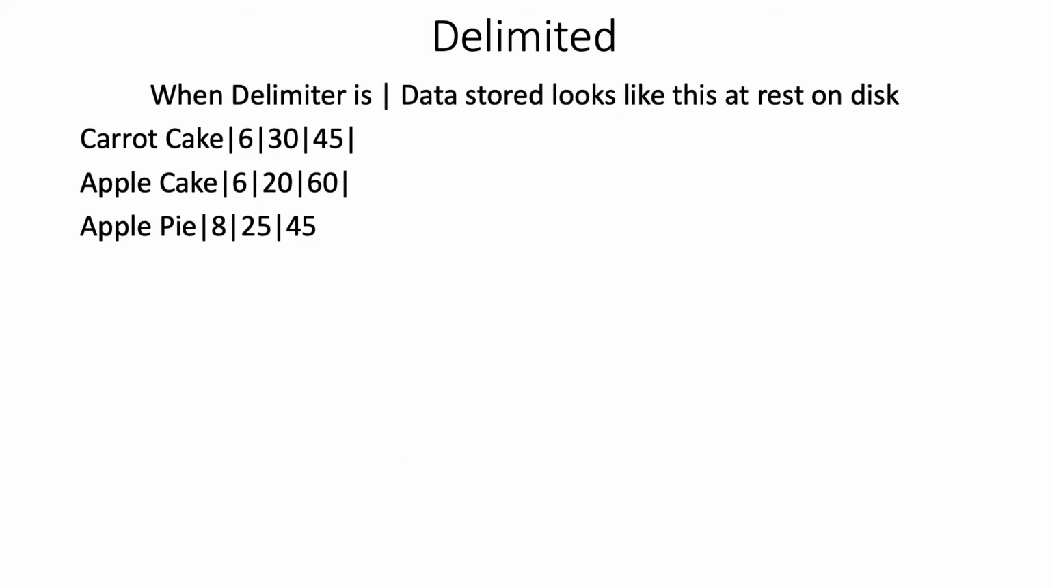Okay, if we talk about delimited, a lot of the old programs used what's called a pipe to delimit, and so it would look like carrot, pipe, 6, pipe, 30, pipe, 45, pipe, and then a new row so that it was easier to tell, and so forth. And I left off a pipe here, and I apologize.